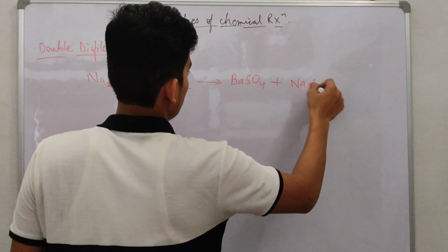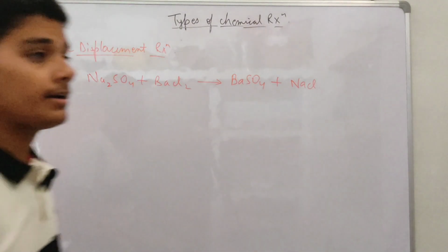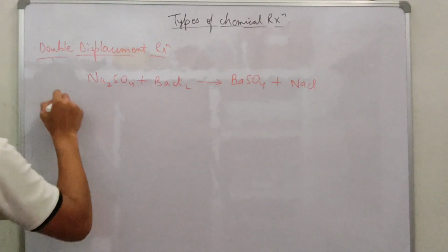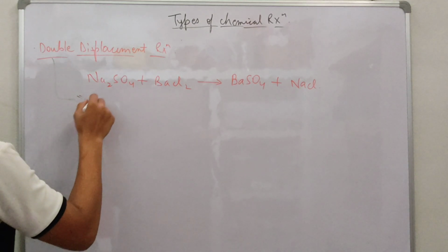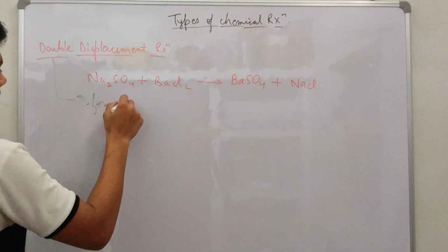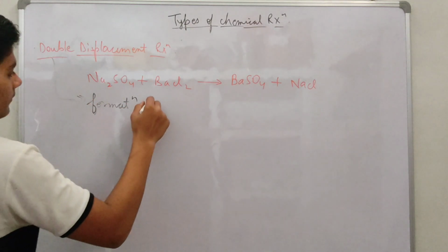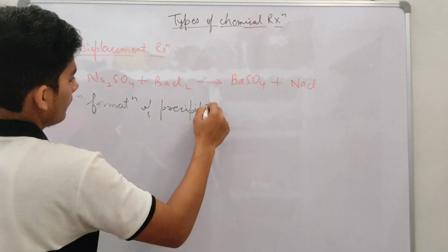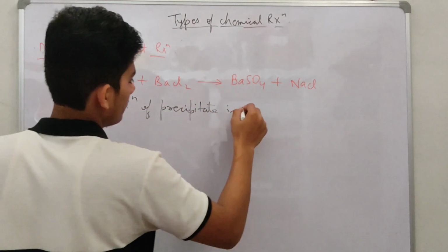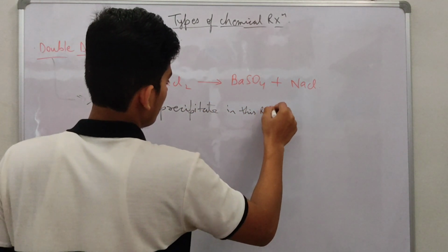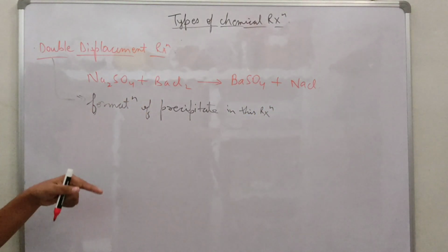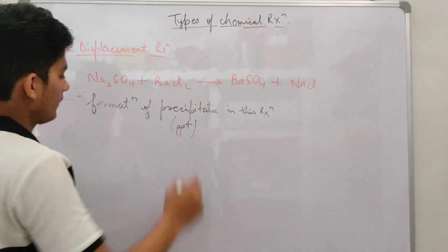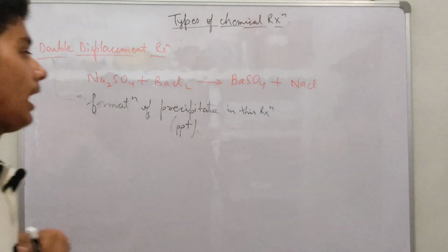plus NaCl. Now the main difference in this reaction is that there is a formation of precipitate in this reaction. There is a formation of precipitate in this reaction. We can show precipitate by PPT. So formation of precipitate in this reaction, and what happens?